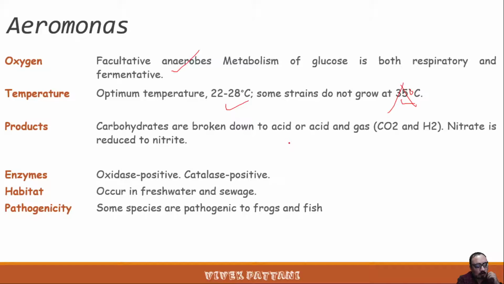Carbohydrates can be broken down into acid or gas, and they also convert nitrate into nitrite. In terms of enzymes, they are oxidase positive as well as catalase positive. They are mostly found in fresh water and also in sewage, and they are pathogenic to frogs and fish.